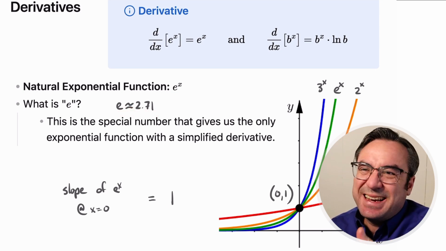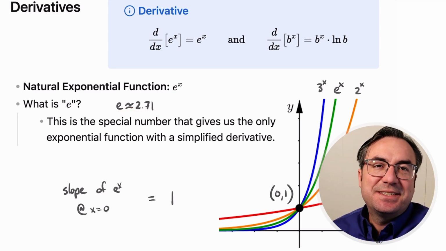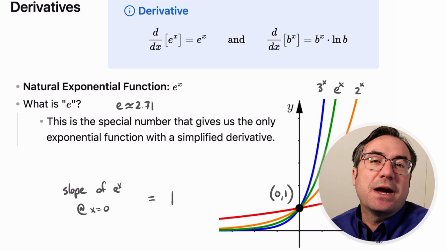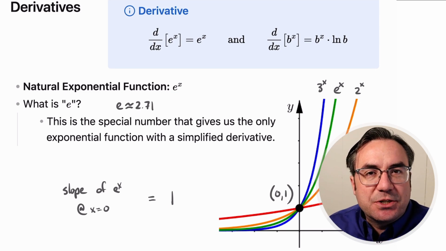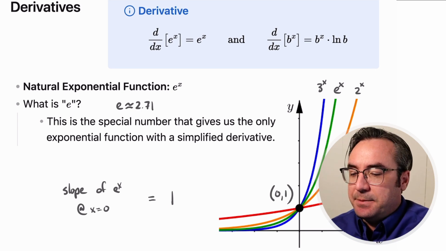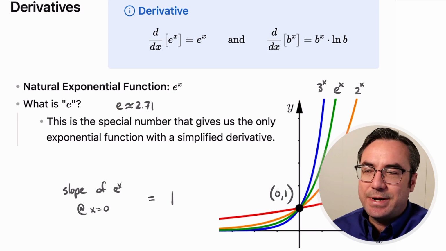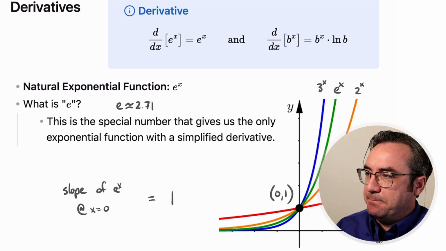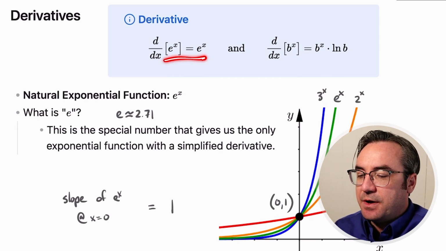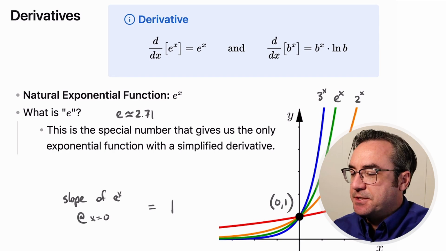So even though we give it a special name, e, it's really just a number. Think of e in the same way as you think of the number pi, which is approximately 3.14. It's just a special number that shows up enough that we give it its own special name. So we're calling this number e. This derivative of an exponential function is super nice.